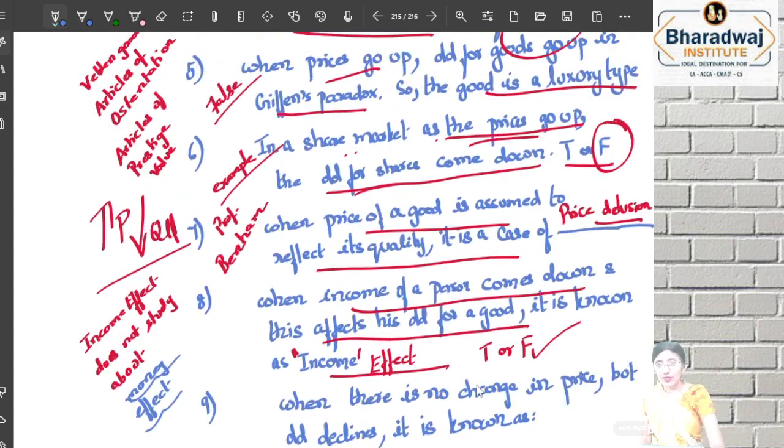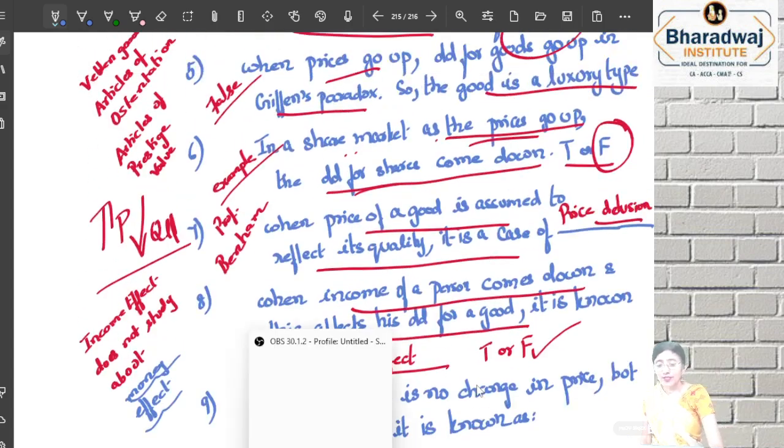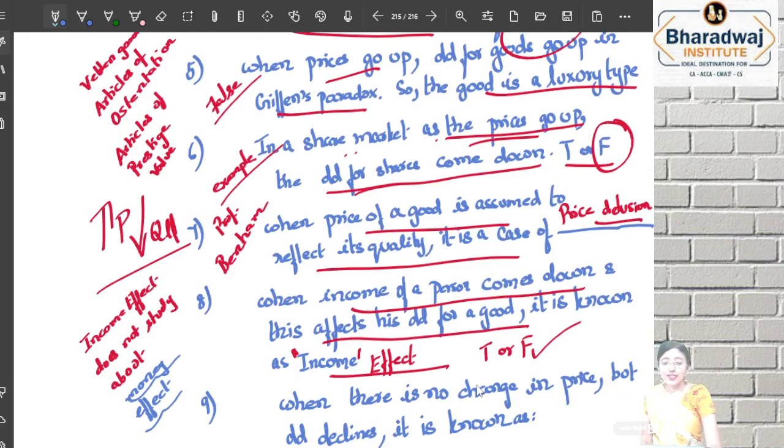Because both is that, you will find out. In another 5 days' time we will somehow come to know what this is. Okay, so my dear students, this is known as real income effect.